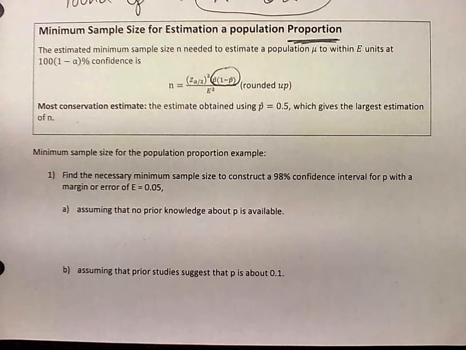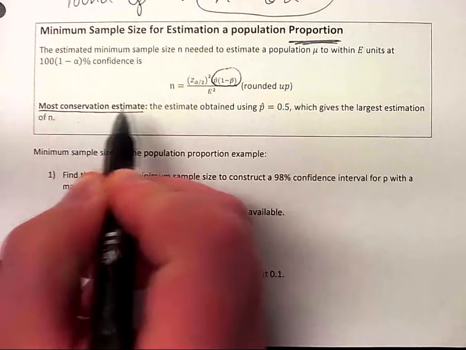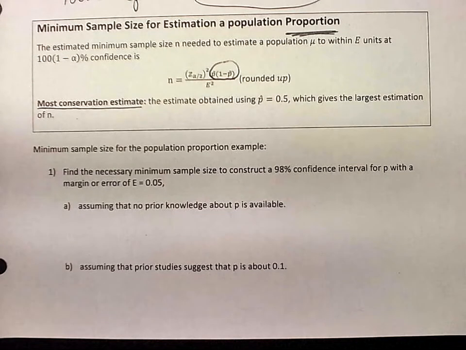If you see some problem and they do not tell you what p hat is, there's a rule that we use where we're going to use our default for p hat as being 0.5. And what we're calling this default of p hat being equal to 0.5, we're calling that our most conservative estimate. So if they don't give us p hat, we have to plug something in for p hat. So we're going to use our most conservative estimate for p hat, which is just equal to 0.5.